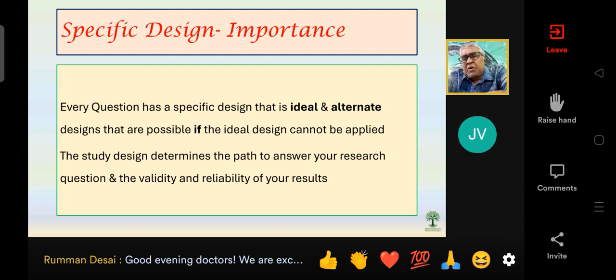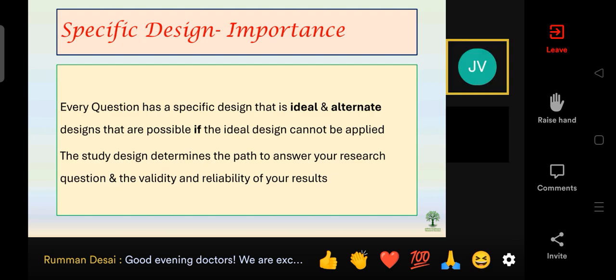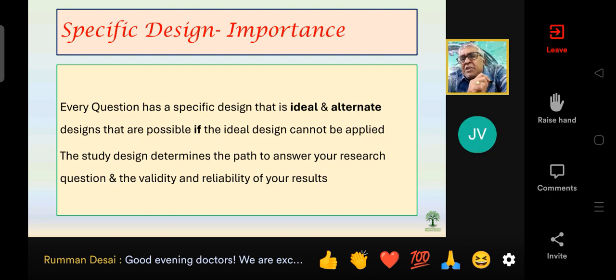Now, why is that important? Why is a study design important? It's only when we understand the importance of the study design that we would look at ways to choose that appropriately and carefully. Now, every question has got a specific design that is ideal to answer that specific question. And if something is ideal, given that we live in a world of jugaads, there will be an alternate design that's also practical if the ideal design cannot be applied.